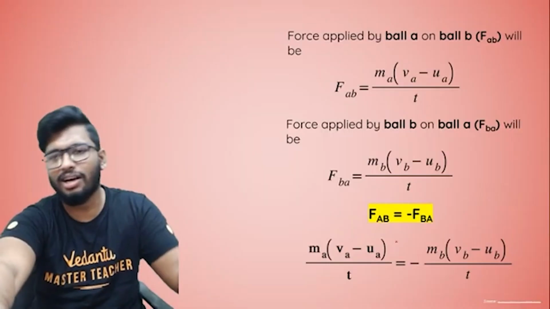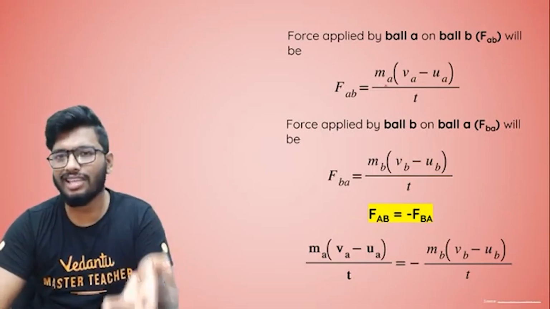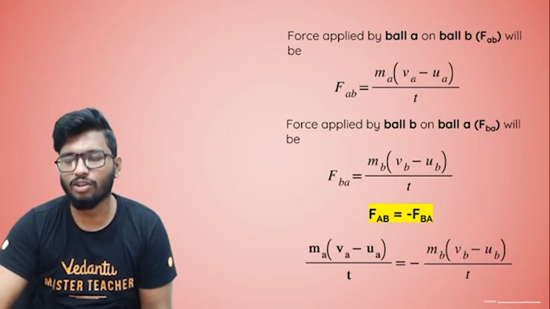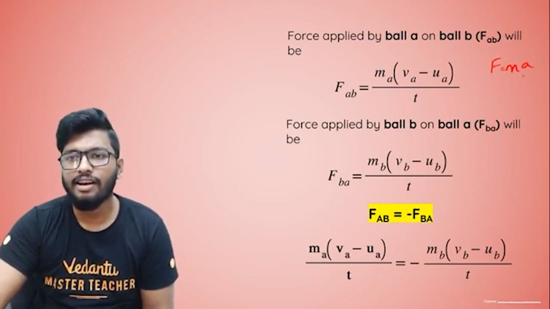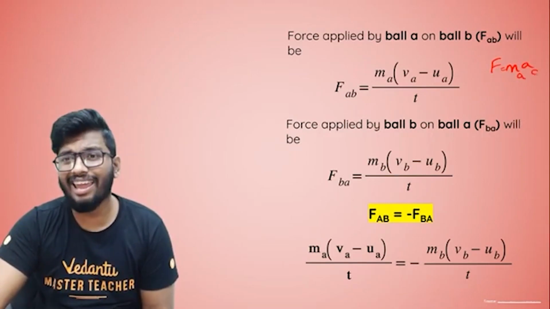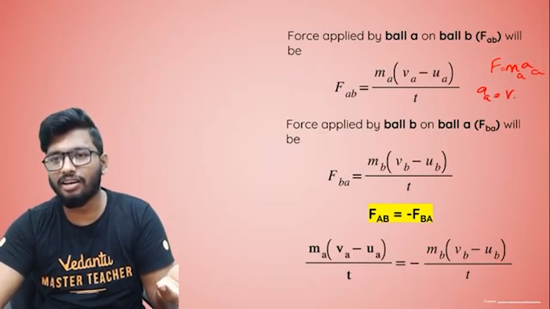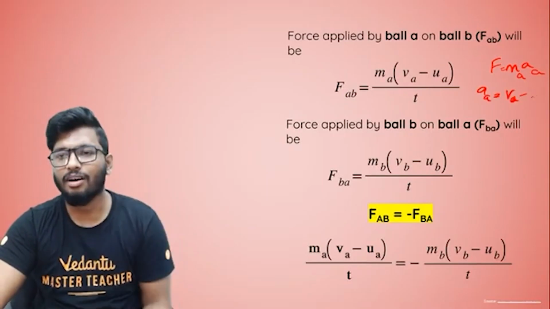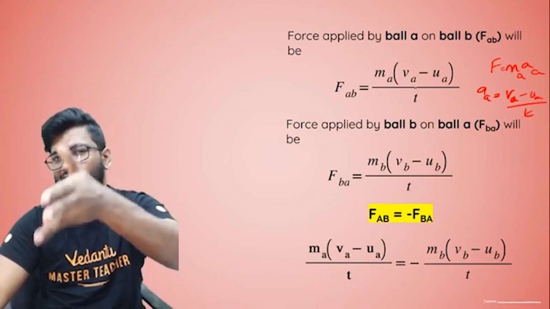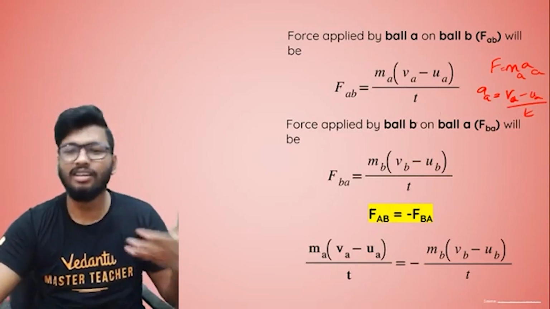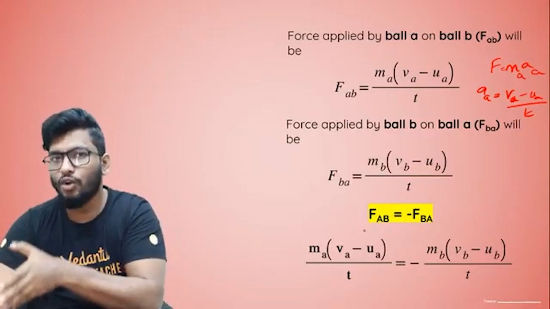Now what is force? Force is mass times acceleration. So FAB is equal to the mass of the first body, MA, times AA, the acceleration of the first body. How do you find the acceleration? It's the final velocity minus the initial velocity divided by time taken. So FAB is MA into (VA minus UA) divided by time taken. For the second body, FBA is equal to MB into (VB minus UB) divided by time taken. Again, mass times acceleration.